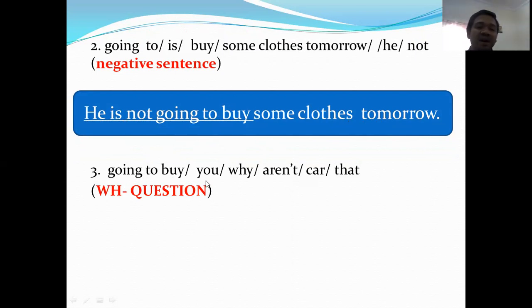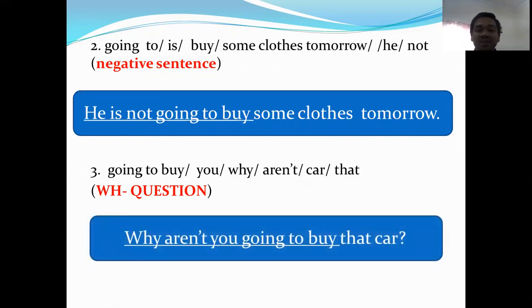Number three: going to buy, you, why, aren't, car, that. Okay, form your WH question. Five seconds, please. Five seconds is over. So you will say, why aren't you going to buy that car? So this is negative. If positive, why are you going to buy that car? But since this is negative, why aren't you going to buy that car? WH, be verb, subject, going to, and then verb one or the simple present form. Easy? I believe it's very easy.